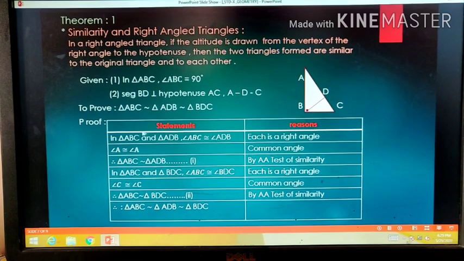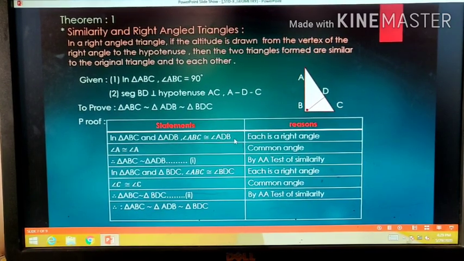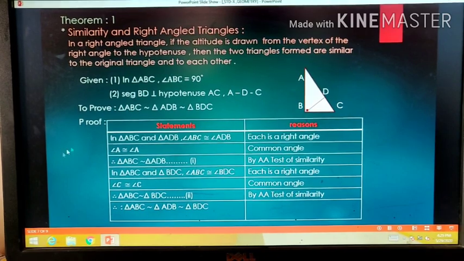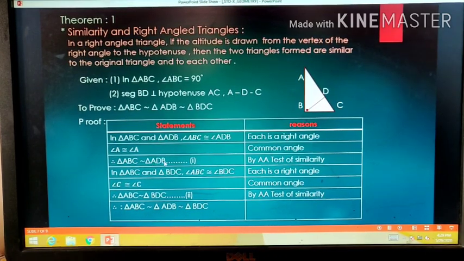In these two triangles, angle ABC is congruent to angle ADB because each angle is a right angle. Then angle A is common to both. Therefore, triangle ABC is similar to triangle ADB by AA test of similarity.